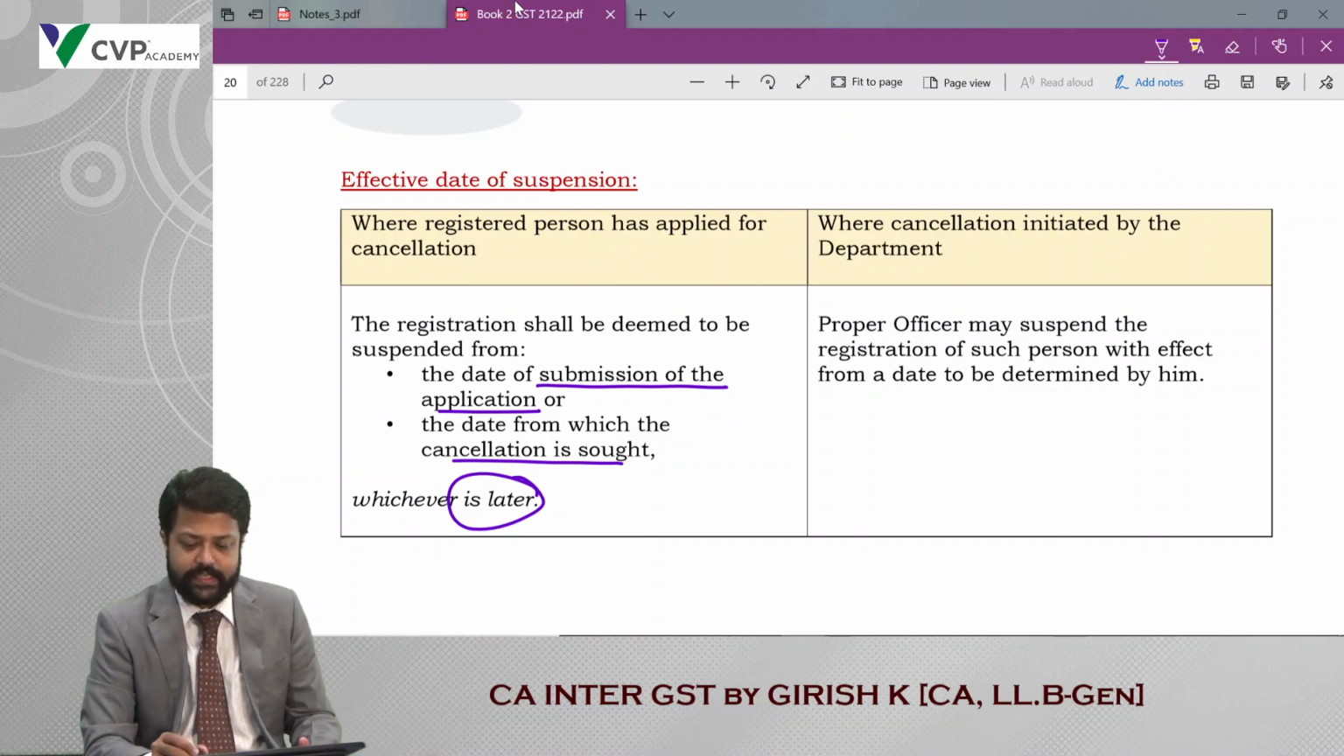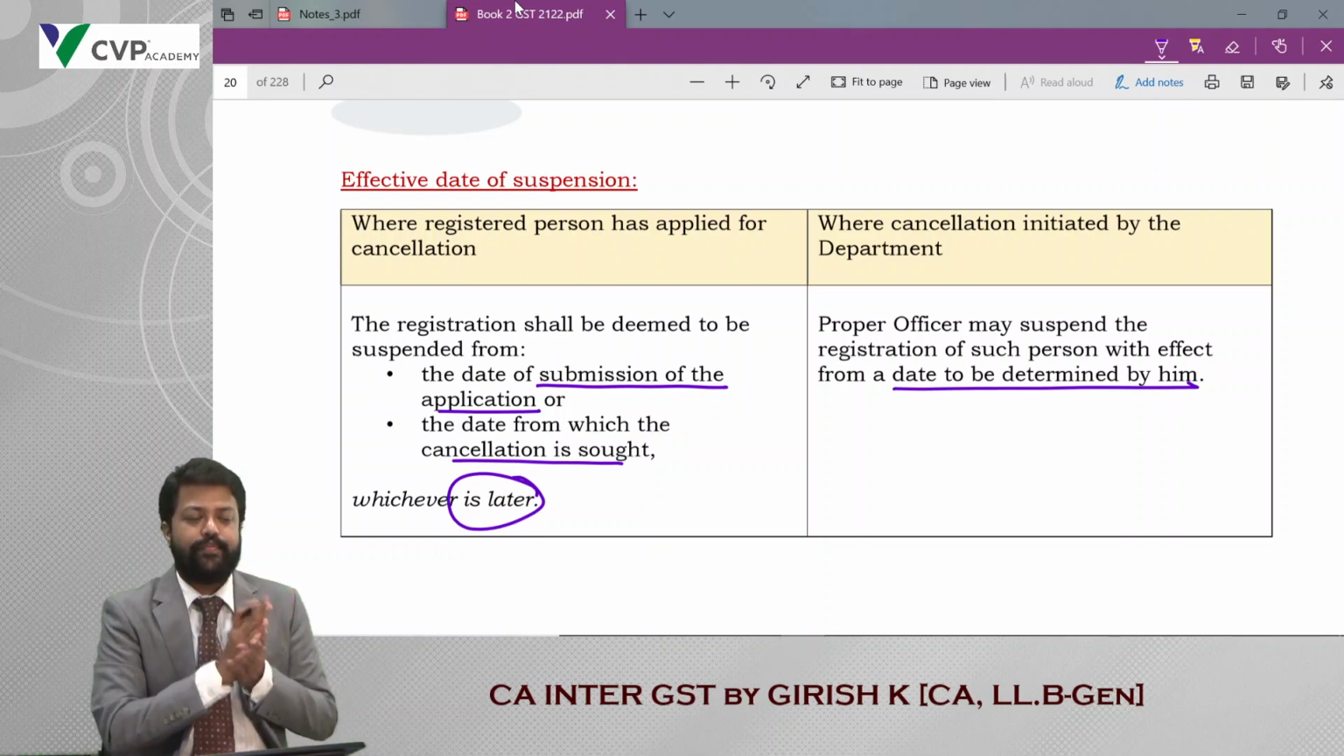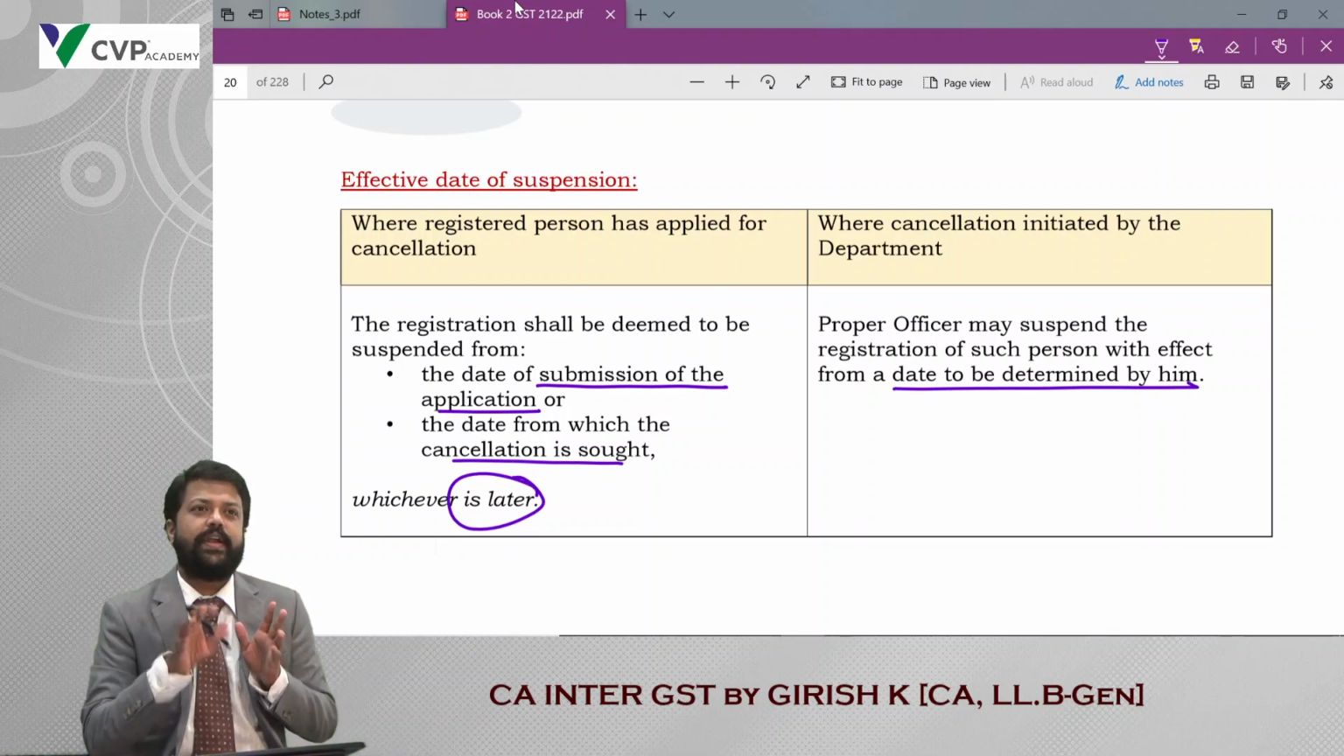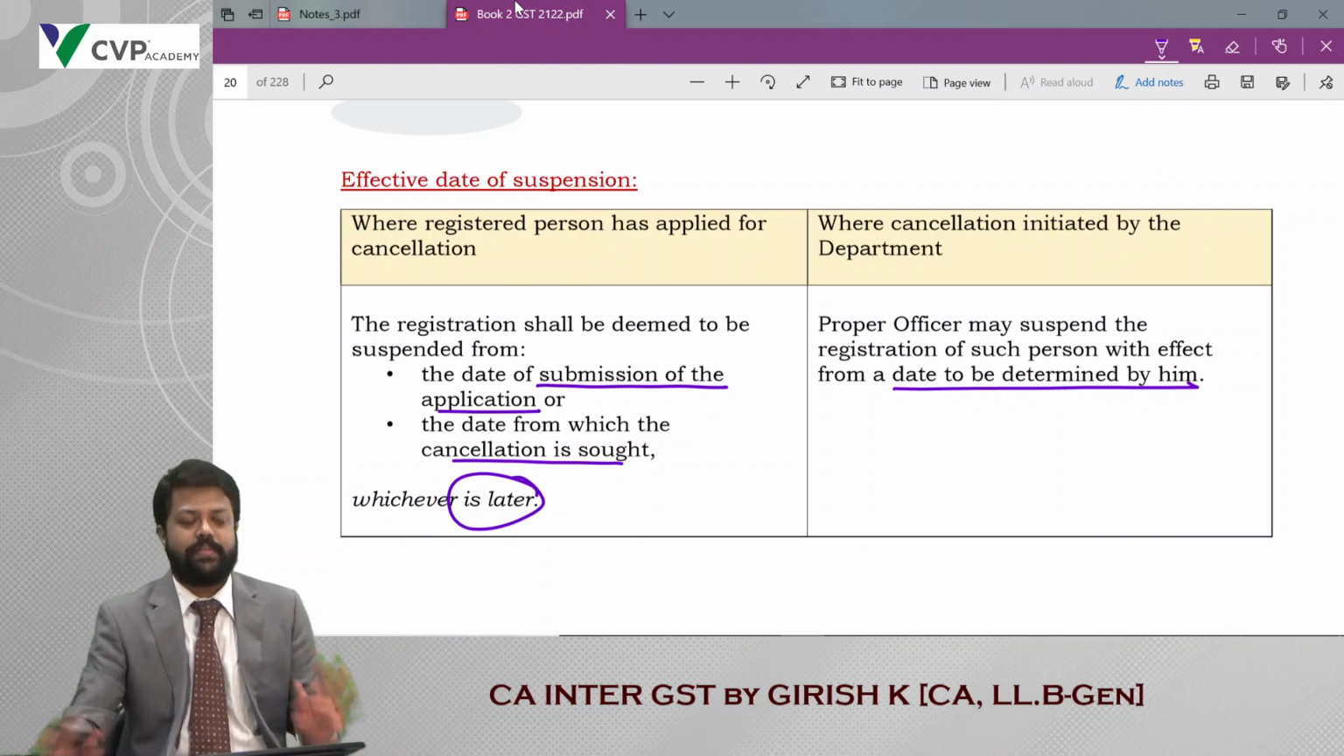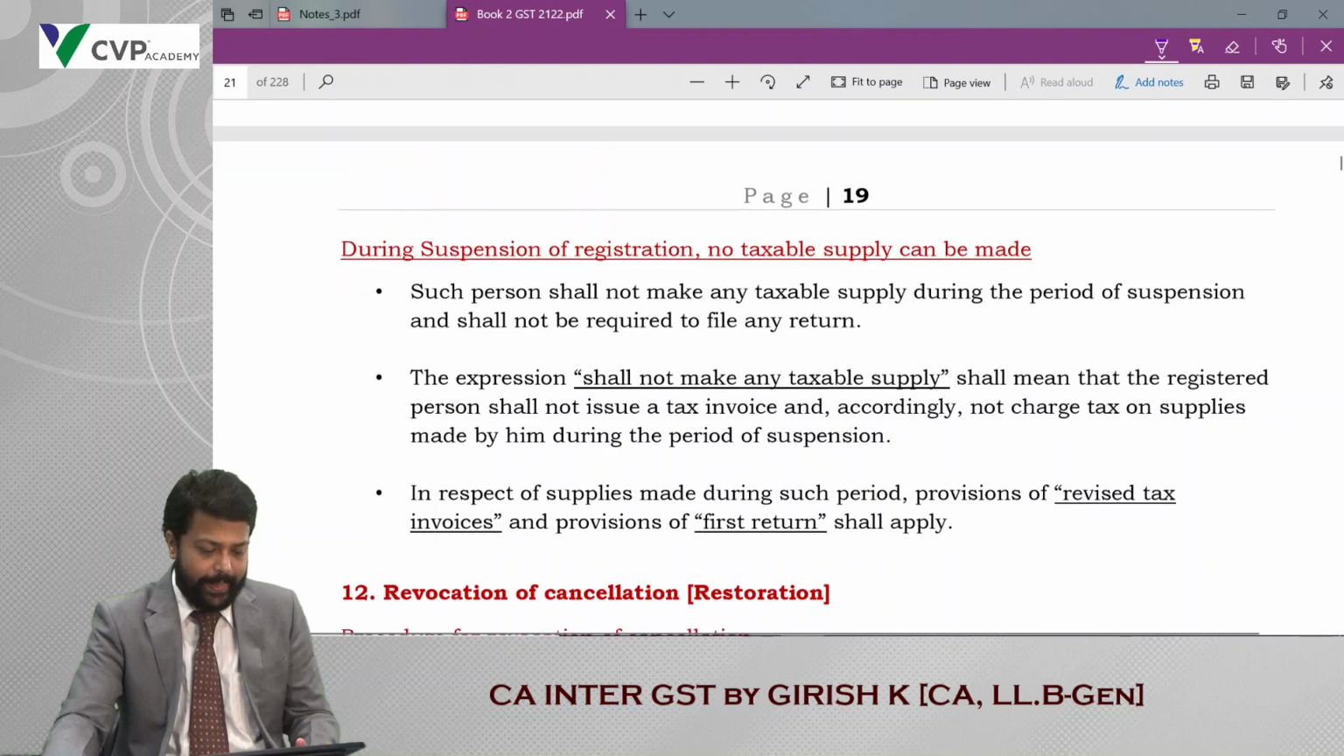And where cancellation is initiated by the department, the proper officer may suspend the registration of such person with effect from a date to be determined by him. So he will determine from which period till which period the returns are not filed, then they will assess and allot a date that from this date the registration should be suspended.